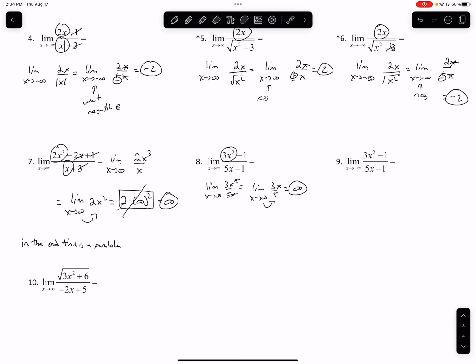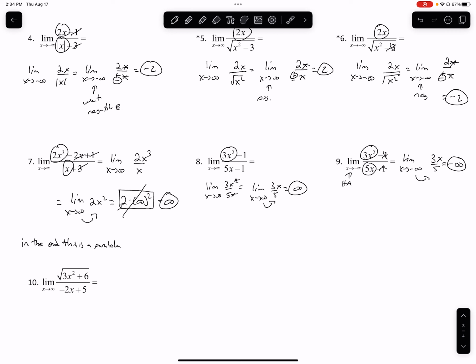Number 9, same thing. There's my infinity. That's all I really care about, because I'm going to negative infinity. I want that horizontal asymptote here. So when I rewrite it, the limit as x goes to negative infinity, and I can reduce it. I already did it before. Plug in negative infinity now. Now we get 3/5 times negative infinity, and we get negative infinity right there.